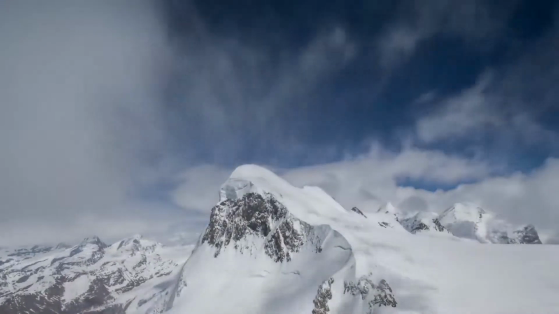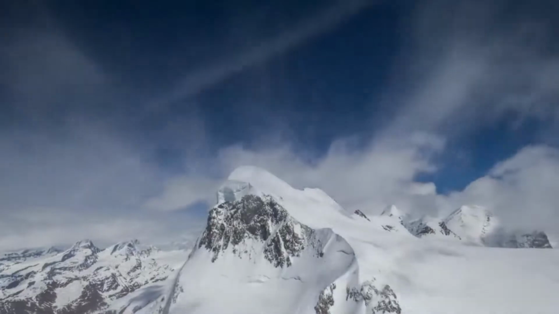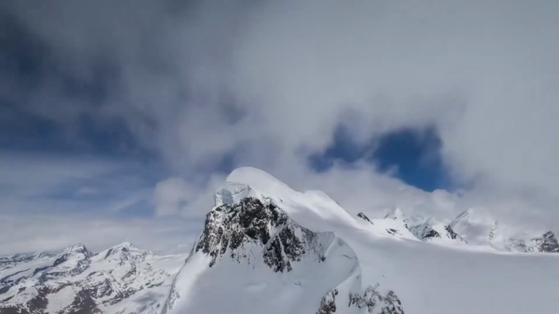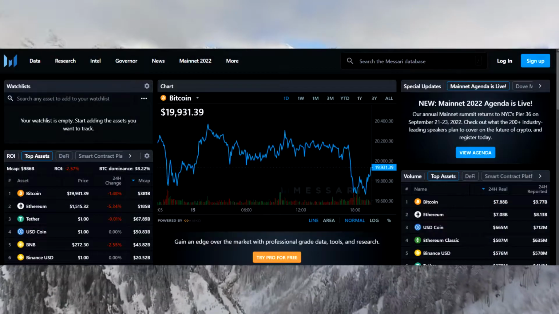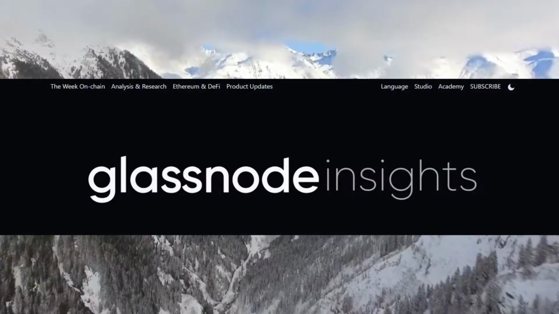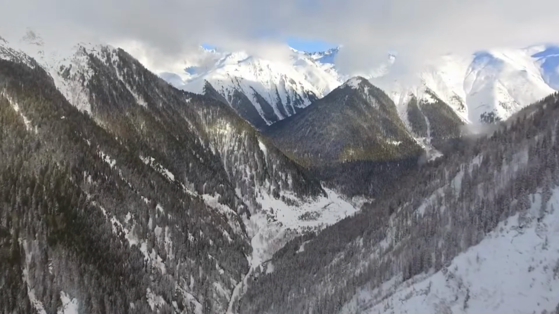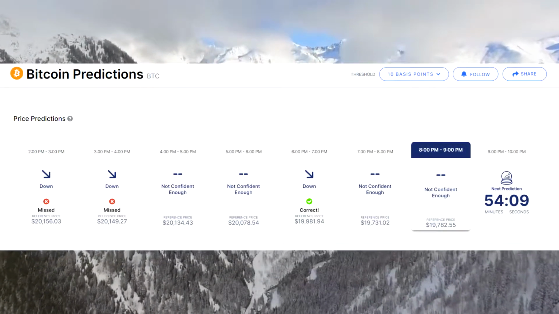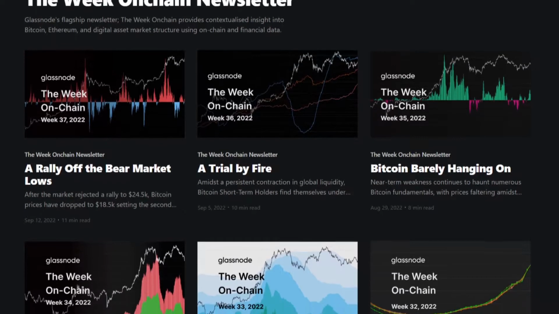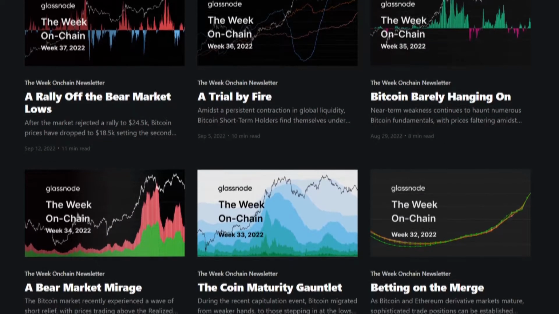There are many platforms that offer on-chain analysis reports or charts that you could use, like Into the Block, Nansen, Mizari, and my personal favorite, Glassnode Analytics. Each has its own unique features. For example, Into the Block offers price predictions, while Glassnode offers weekly insights on activities in the market.